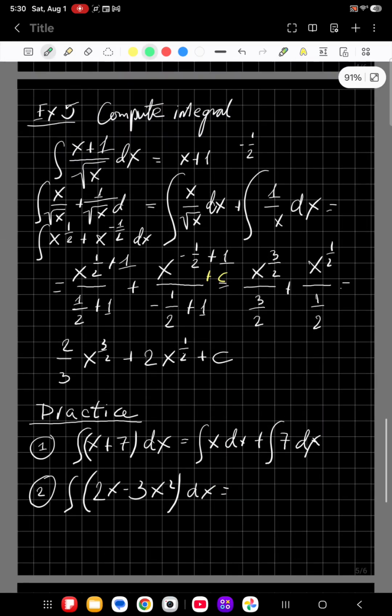Okay, problem 2. So I hope those first two were easy for you. The solution for problem 2 is x squared minus x cubed plus c. Okay, and the first problem, problem number 1. The solution is x squared over 2 plus 7x plus c.